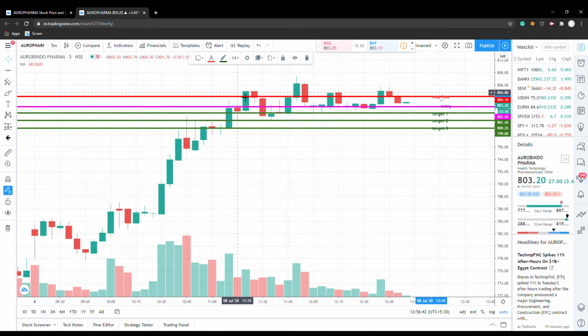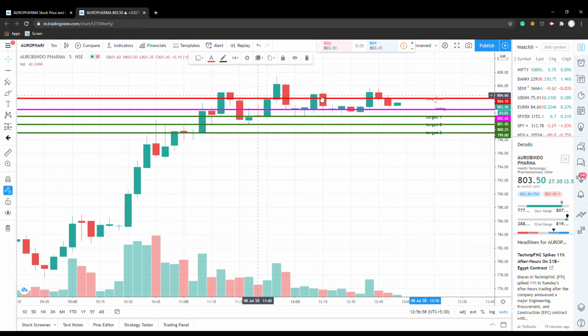Yes, now if you look at it, you see it's called the shoulder. This is the head, this is the other shoulder. In the 5 minutes time frame, this is not actually visible, so what we have to do is go to a lower time frame. When you go to a lower time frame, everything will be really visible.